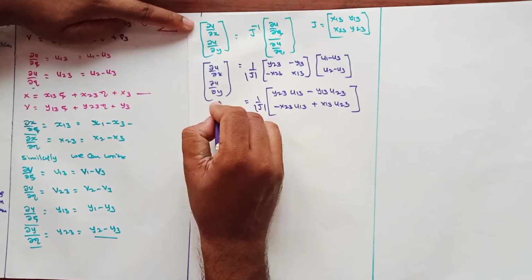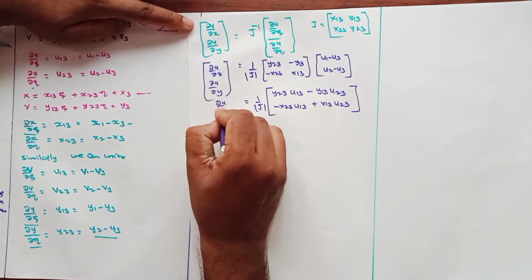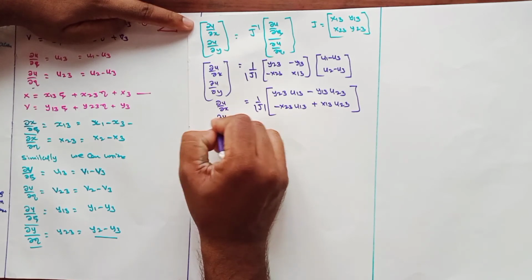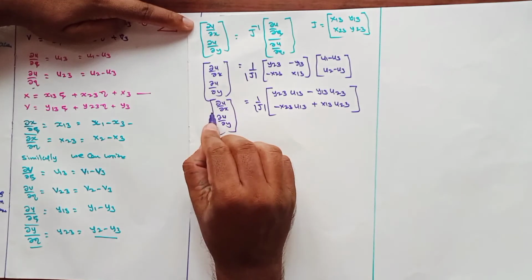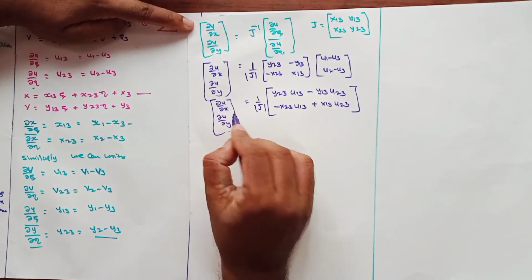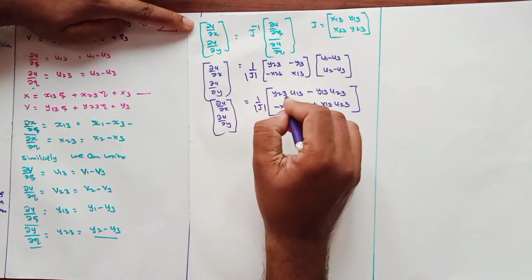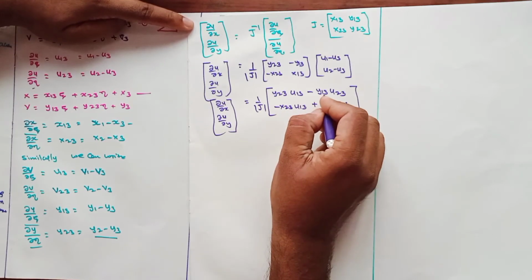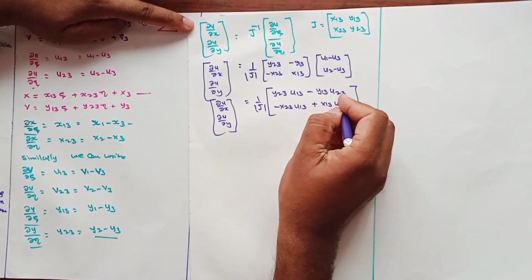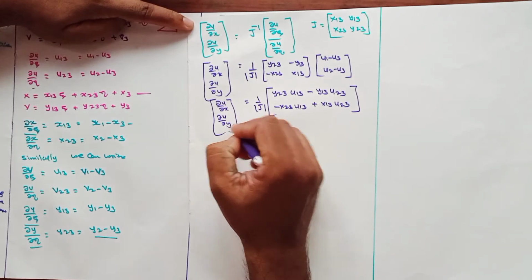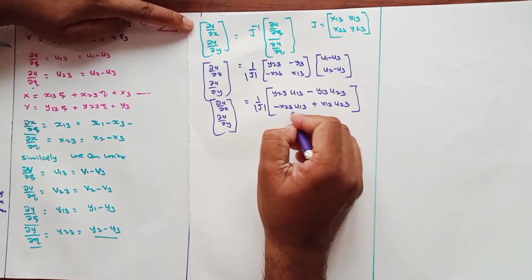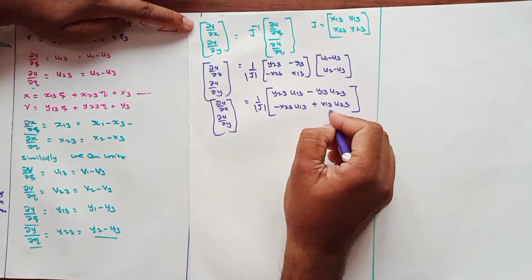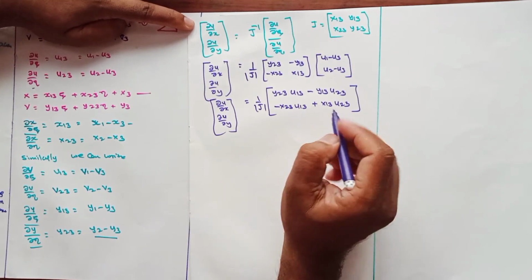So now from this equation it is possible to say that ∂u/∂x is equal to 1 by det J times (y23 u13 minus y13 u23). Similarly, ∂u/∂y can be written as 1 by det J into minus x23 into u13 plus x13 u23.